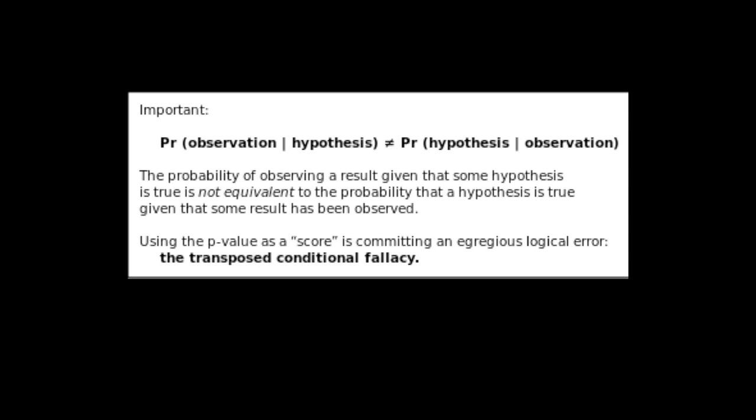It's called the transposed conditional fallacy, and it's a pretty egregious logical error. It's using the p-value as a score. It just doesn't work that way. The p-value, again, is a statistical test to find out whether you've supported or not the null hypothesis. That's all it is.